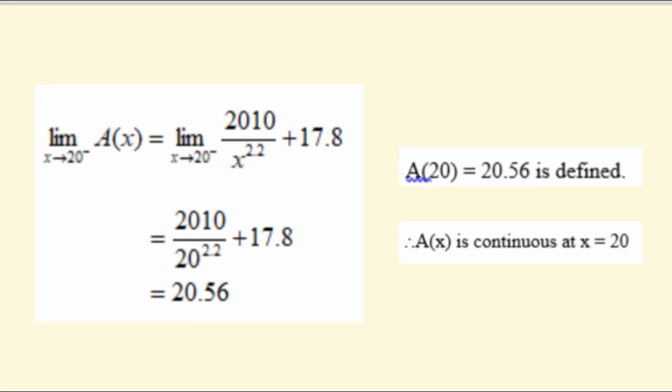For the left-sided limit, limit as x approaches 20 of A of x equals limit as x approaches 20 of 2010 divided by x to the power of 2.2, plus 17.8. When we replace 20 into x, the answer will be the same as before, that is 20.56. Therefore, A of x is continuous at x equal to 20. Thank you.